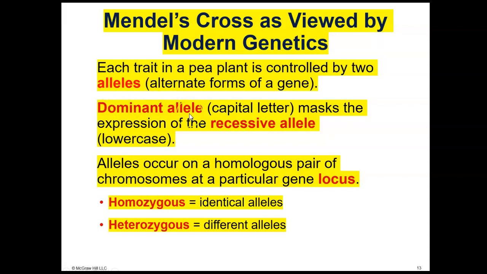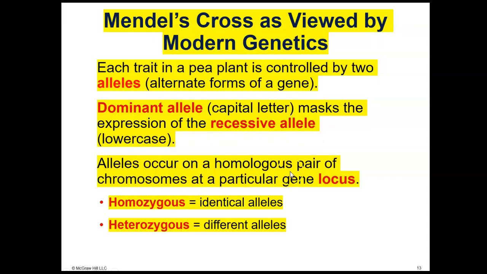Now, the dominant allele is the one that masks the expression of the recessive allele if you have an individual that's got one dominant, one recessive allele, which we call heterozygous. So if you have an individual that's big T, little t, they're going to be tall, okay? And we represent the dominant allele always with a capital letter and the recessive allele with a lowercase letter.